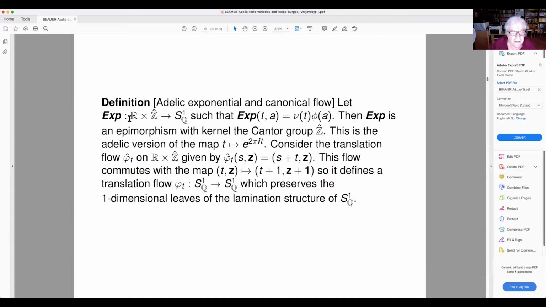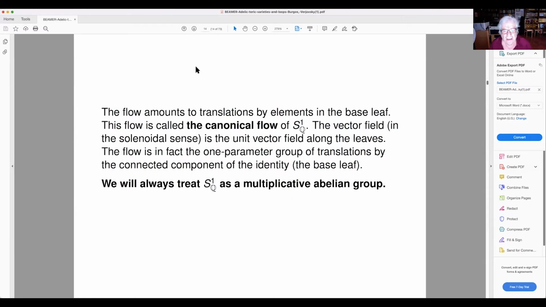This solenoid is covered, in the solenoidal sense, which is very delicate because it's not locally connected, by this group. And so you have the exponential map, which is very useful for many things in this talk. I call it capital Exp, and this lamination can actually be thought of as the leaves of a flow by translations. Actually, for me, it's more convenient to take S1 as a multiplicative abelian group for different reasons.